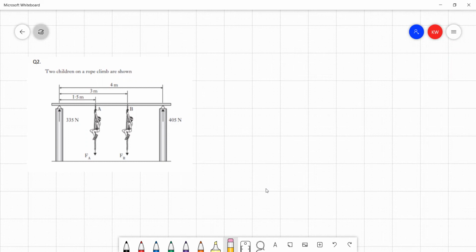So we're given this scenario of a climbing frame with 2 children climbing on it, and these present some different forces. We've got 2 reaction forces in the structure of the frame. We've got 2 unknown forces acting down the way due to the weight of the children. And we proceed as usual.